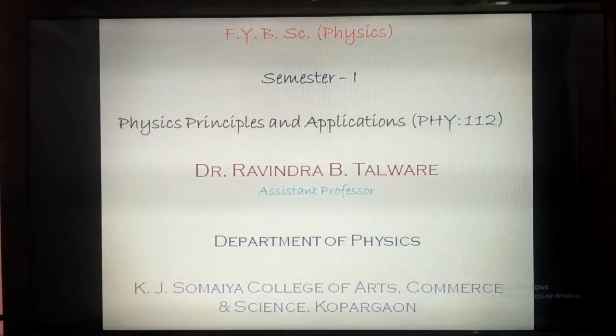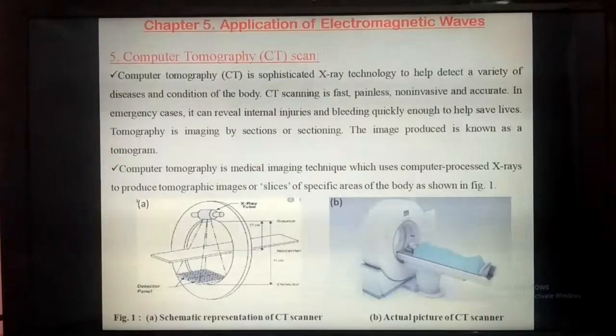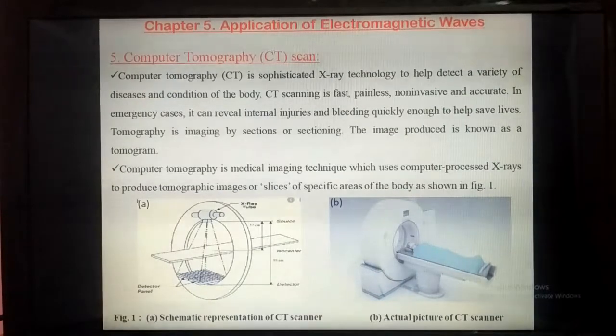Good morning, students. The next article in fifth chapter, applications of electromagnetic waves, is computer tomography. You are well known to the CT scan. What is computer tomography? Computer tomography, CT, is sophisticated X-ray technology.